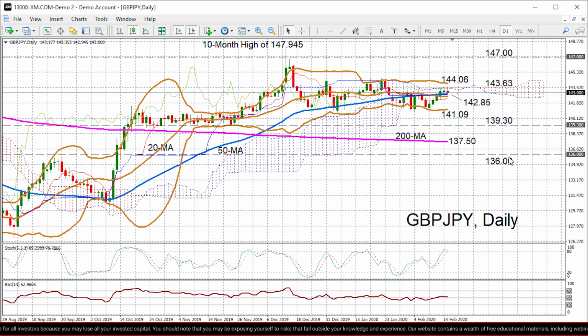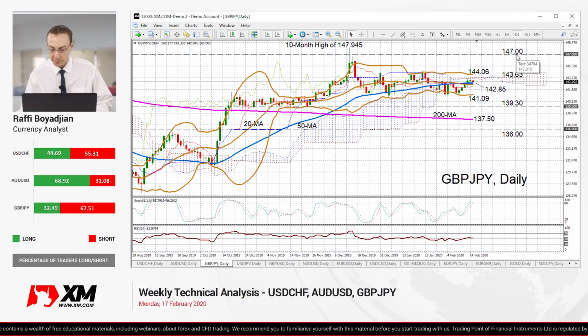On the upside though, if we do see prices finally breaking above the Ichimoku cloud at 143.63, we could see the upper Bollinger Band being tested just above the 144 level, but really pound yen would need to climb as high as at least the 147 handle to test that 10-month peak from last year in order to signal a resumption of its uptrend.